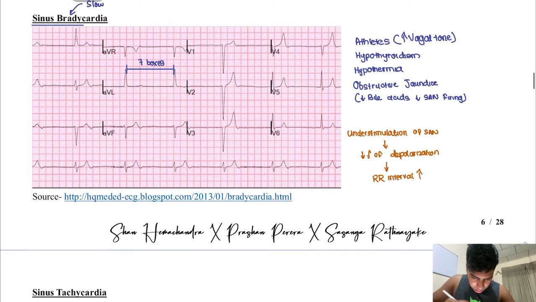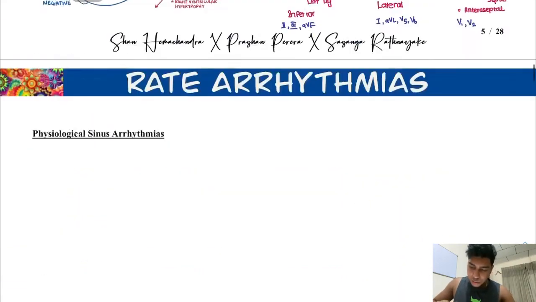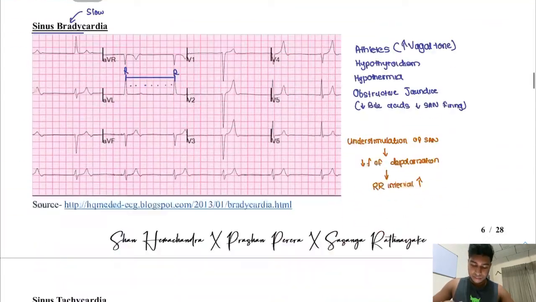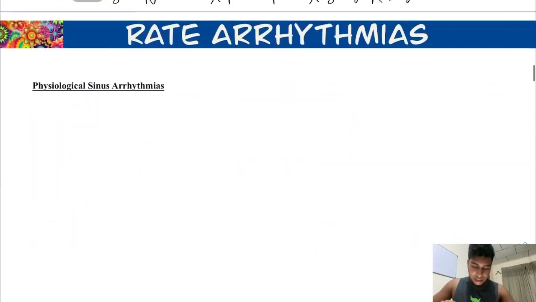Now, let me take the measurement. You need to check the R to R wave. Okay? You can count the boxes: 1, 2, 3, 4, 5, 6, 7. And as I told you before, 7 will be somewhere here. It is definitely bradycardia. So the first rule is rate.